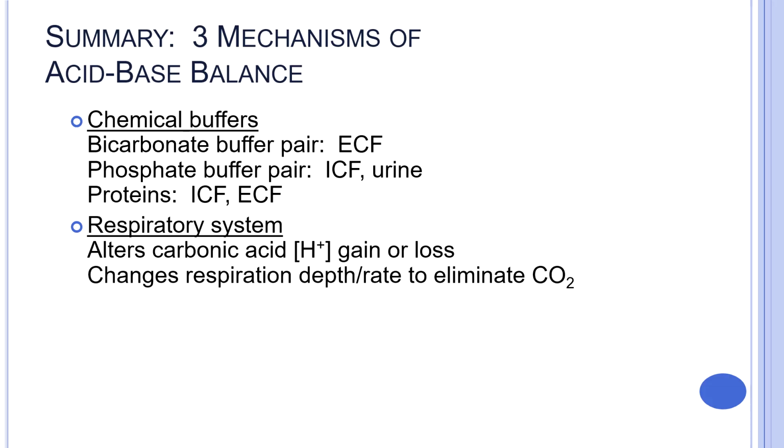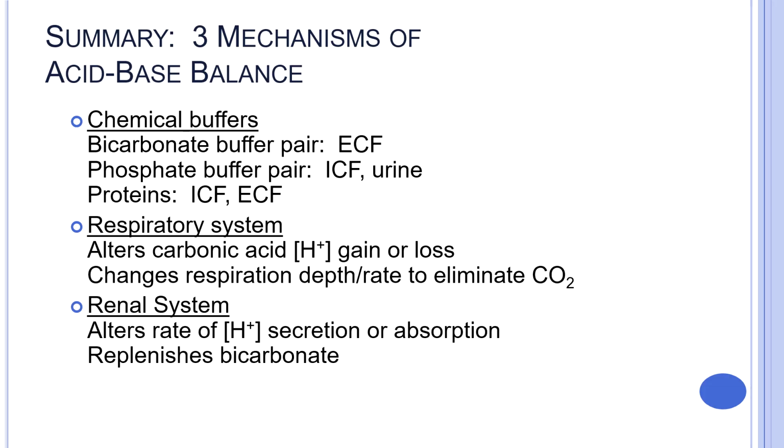The respiratory system alters carbonic acid and hydrogen ion gains or losses by changing the rate and depth of respiration to eliminate carbon dioxide. The renal system alters the rate of hydrogen ion secretion or absorption and replenishes bicarbonate. This is probably one of the most important slides to remember right here.